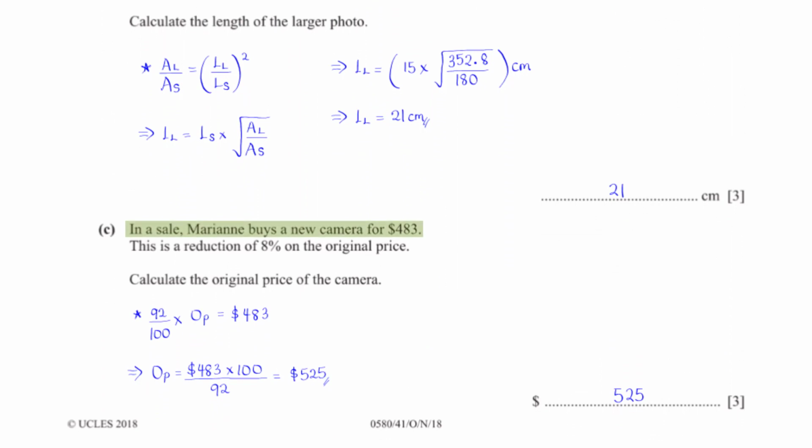In a sale, Marianne buys a new camera for $483. This is a reduction of 8% on the original price. Calculate the original price of the camera.